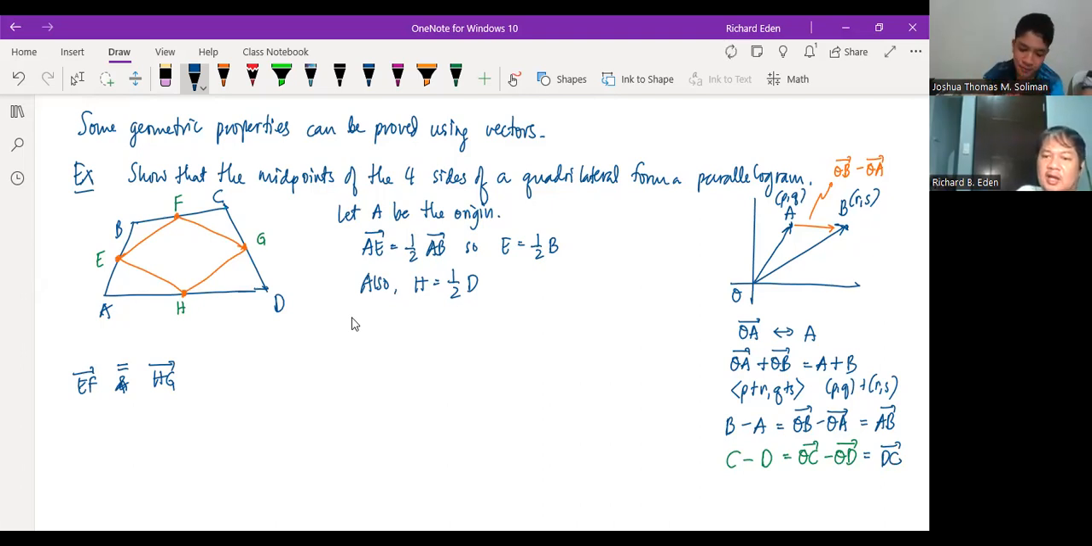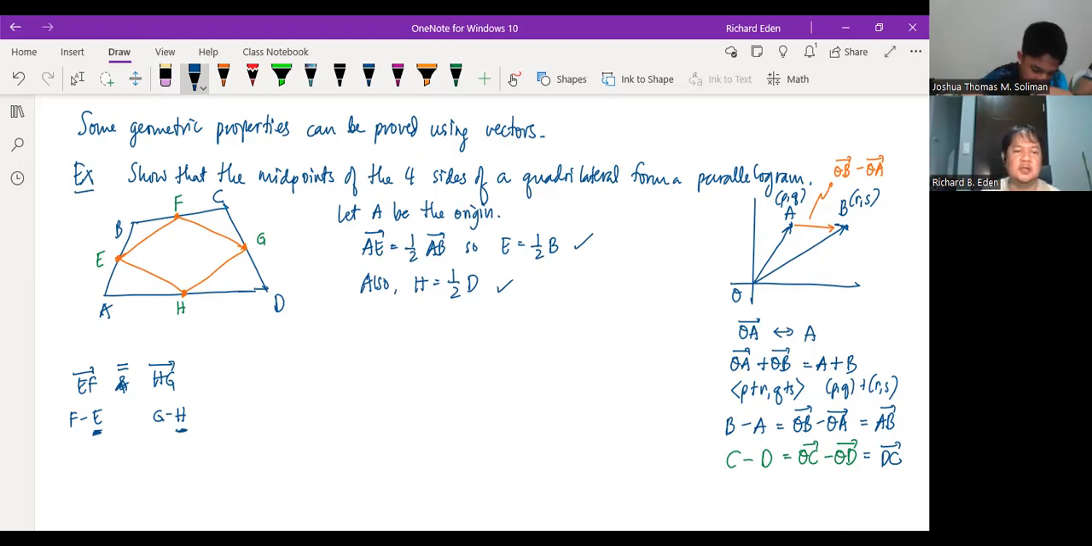So nung EF, this would be F minus E. And HG, this would be G minus H. So we want to show that F minus E equals G minus H. So here we are writing representations for E and H. So that takes care of this E and this H. So what we need to do is come up with representations for F and G. Okay, so how are we going to do that?